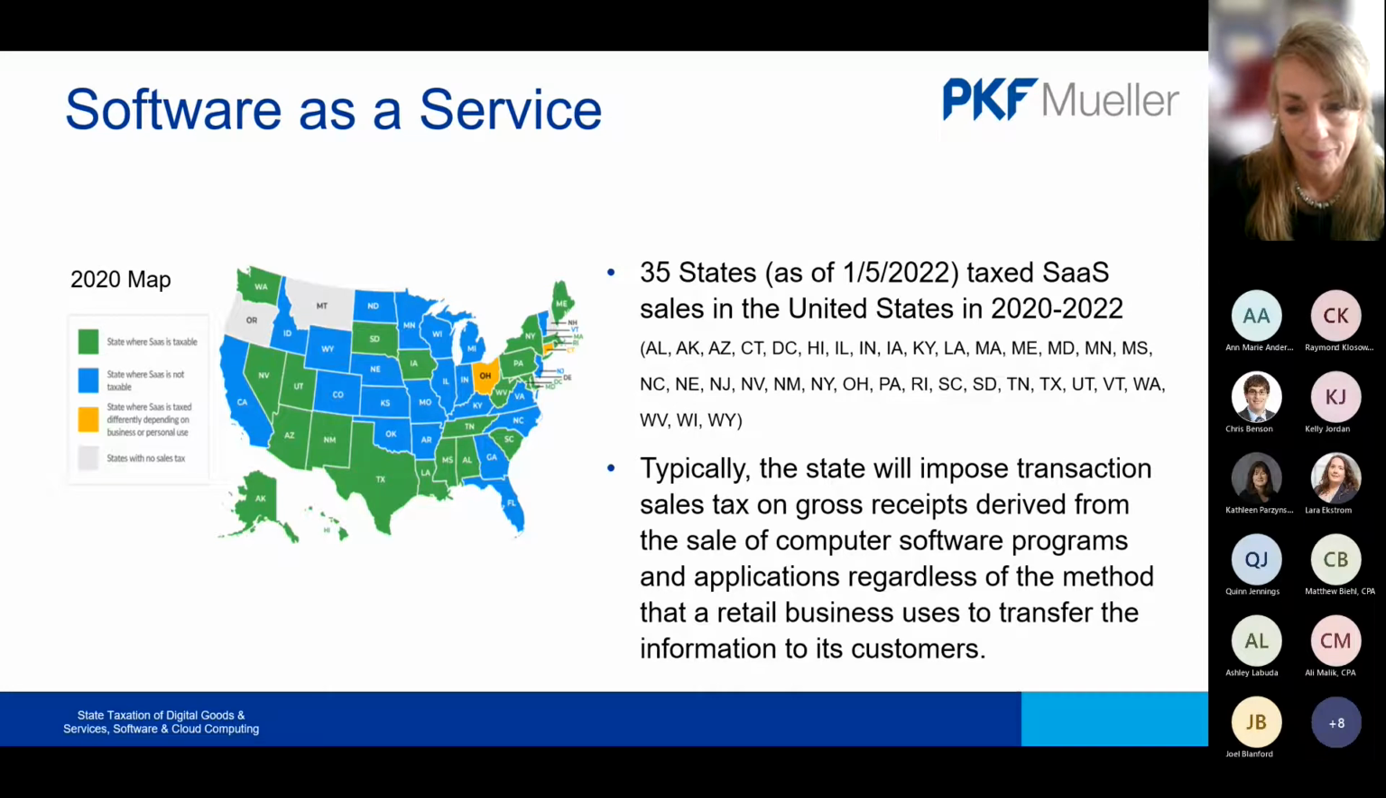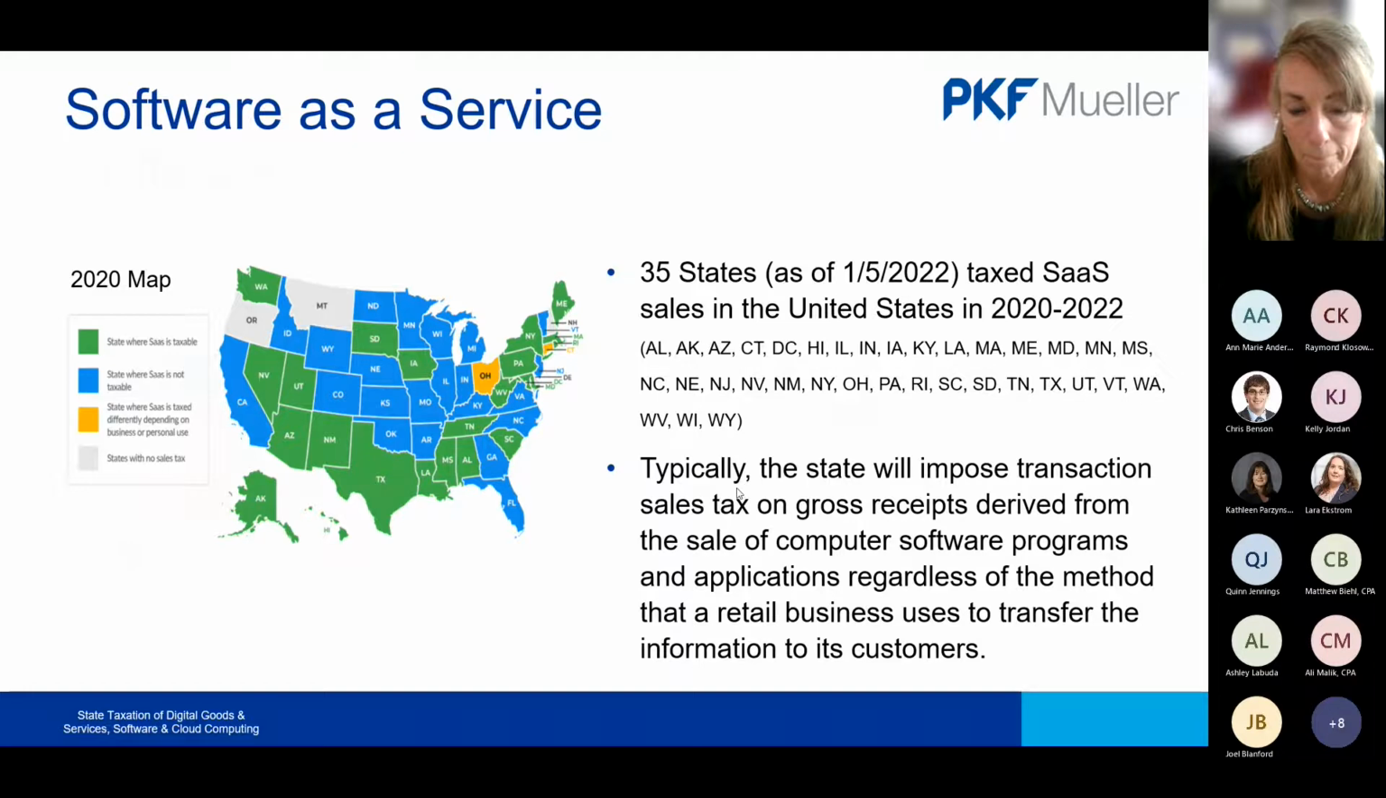So 35 states do tax SaaS, and that is an updated number for the upcoming year. Typically, the state will impose transaction sales tax on gross receipts derived from the sale of computer software programs and applications. So again, it's on the gross receipts.